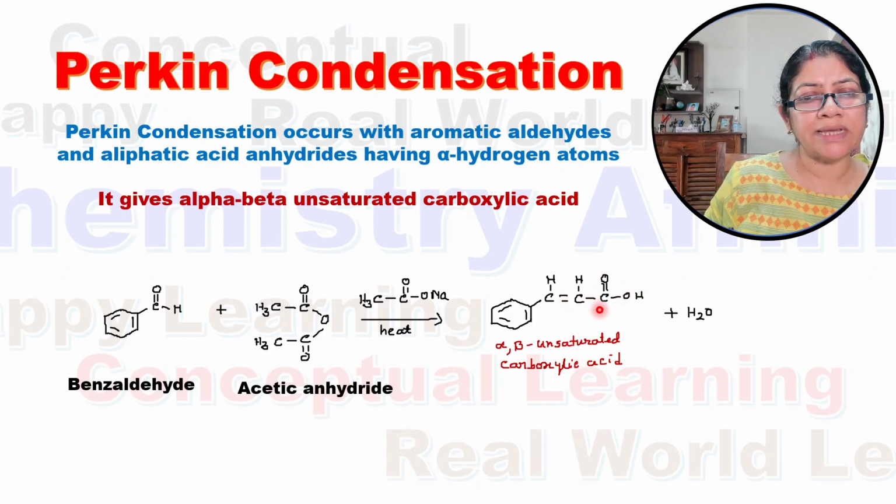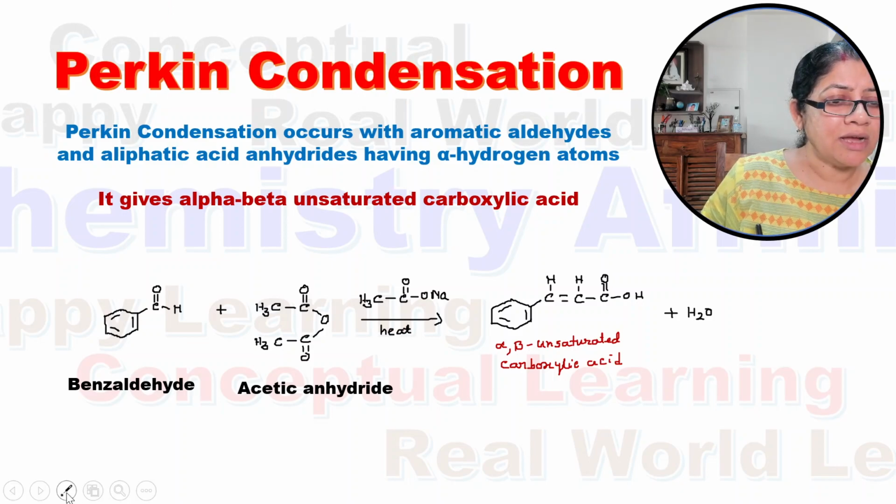This is the carboxylic acid. This is the alpha carbon, this is the beta carbon. Between the alpha and beta carbon there is a double bond, so it's called an alpha beta unsaturated carboxylic acid. And here I am going to give you a scientific trick to directly predict the product.